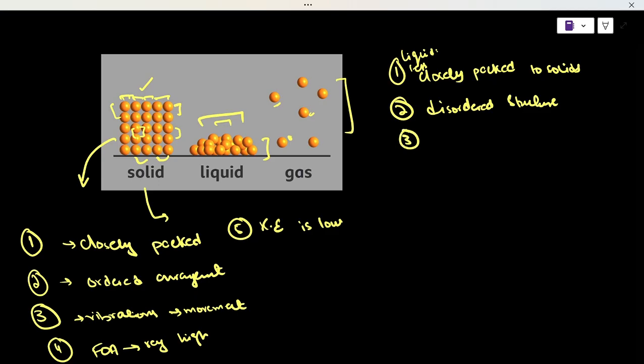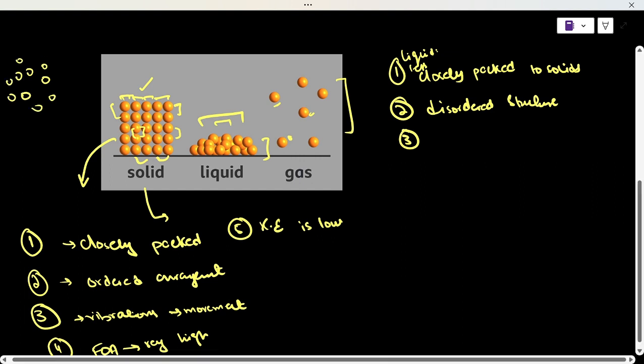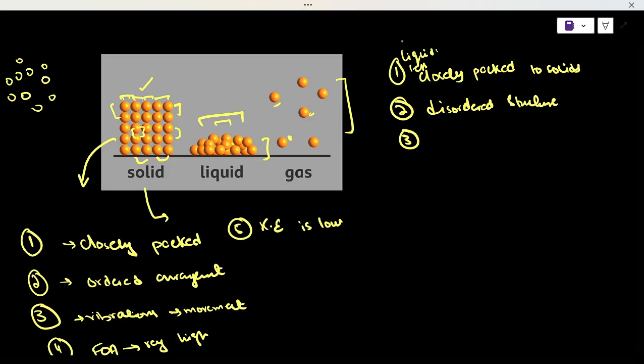The third point is that they don't have vibrations now. What we say about liquid is that the particles can move past each other, not entirely freely, but to an extent. So you can say that they don't have vibrations, but they can slide past one another.